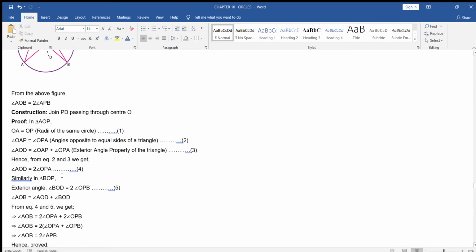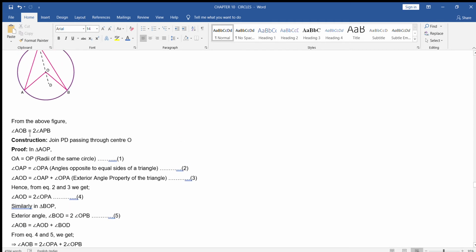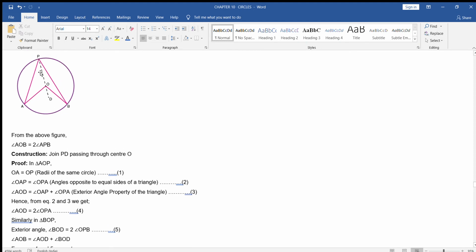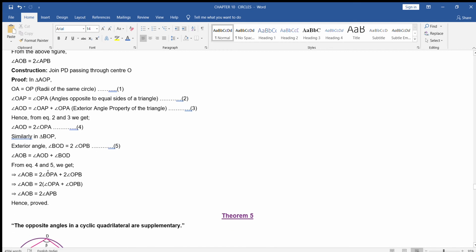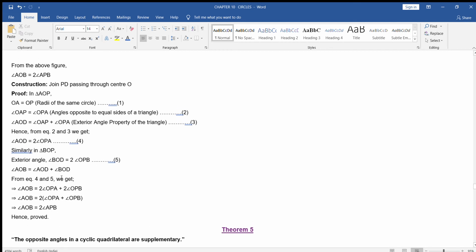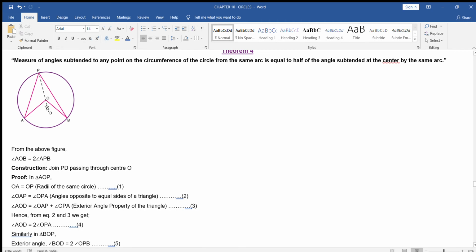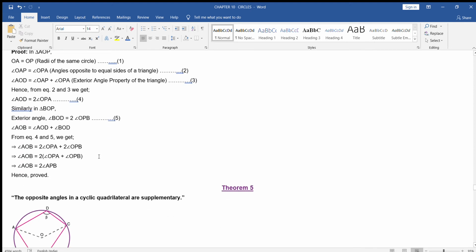Now see, we are having the two equations, that angle AOD is equal to twice of angle OPA and angle BOD is twice of OPB. Just see the diagram here. This one is twice of that one and this one is twice of this one. Now what we will do, we will add those. Once we have added those two angles, the sum of these two angles, means angle AOB, is equal to twice of APB. So this thing we have proved and we will utilize this in our questions also.